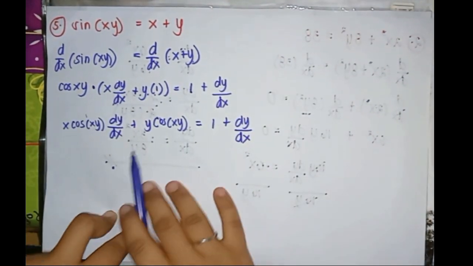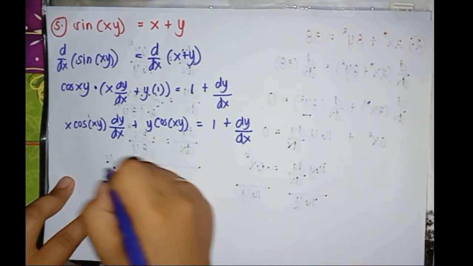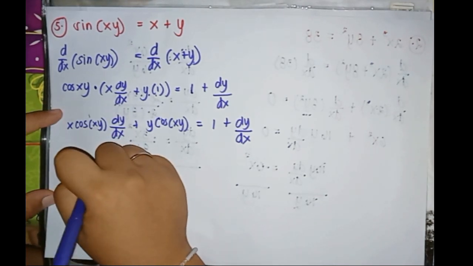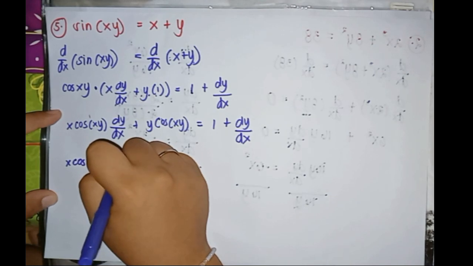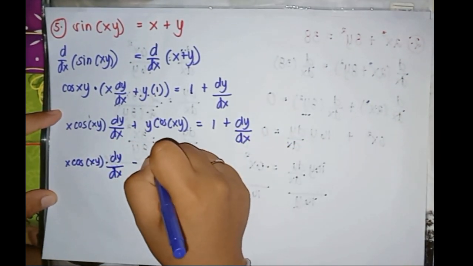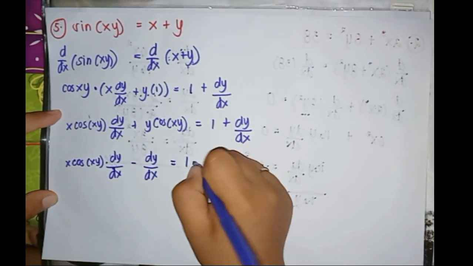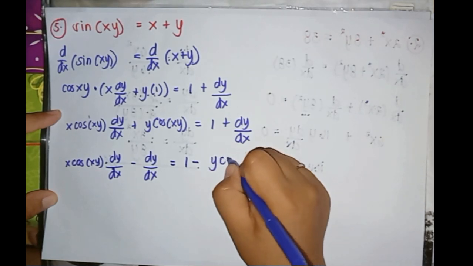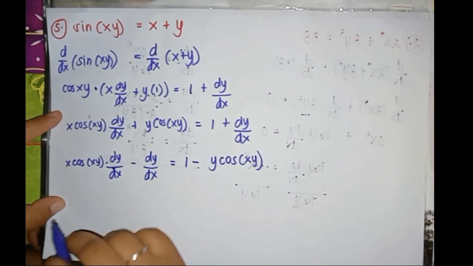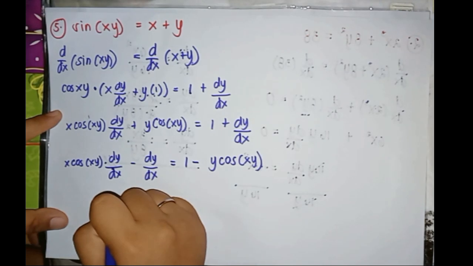So in order to simplify, we are going to join the functions with dy over dx on them and transfer those that do not have it to the other side. So right now we are left with x cosine of xy dy over dx minus dy over dx is equal to 1 minus y cosine of xy. So we did this so that we can factor out dy over dx.